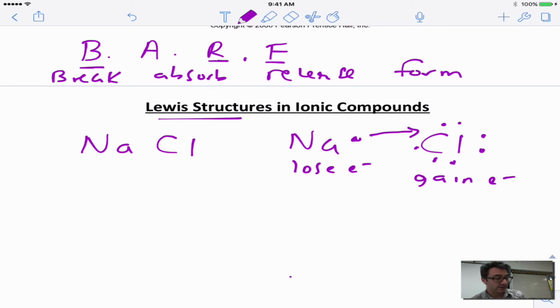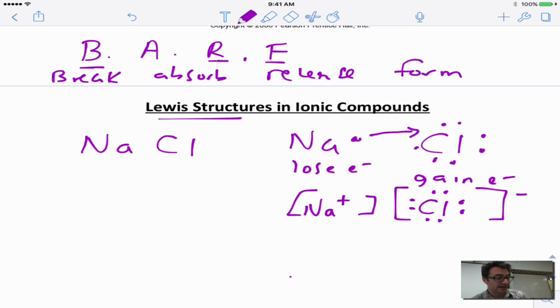So what we end up having here is Na as a positive ion. Notice I put brackets around it. We have chlorine gaining that electron, 1, 2, 3, 4, 5, 6, 7, 8. Put brackets around it and show that it's a negative ion. You could put the positive or negative inside or outside of the bracket, it doesn't really matter. Just to be consistent here, I'll move this out so that you can see that I'm consistent. But now we have a Lewis structure, really, really straightforward.